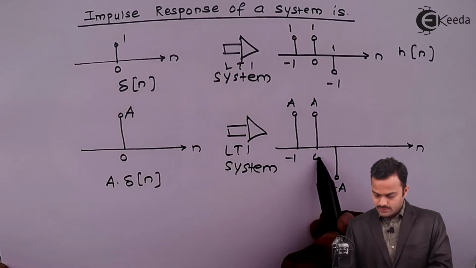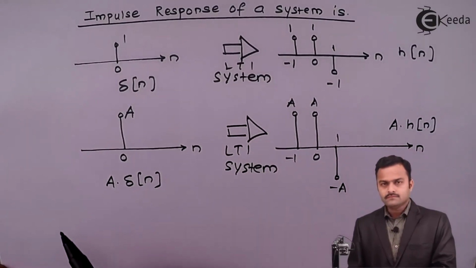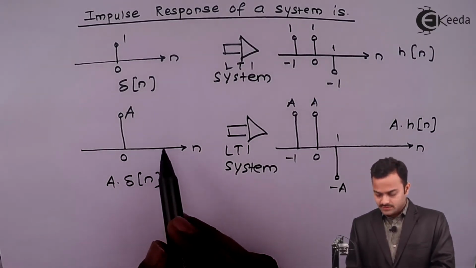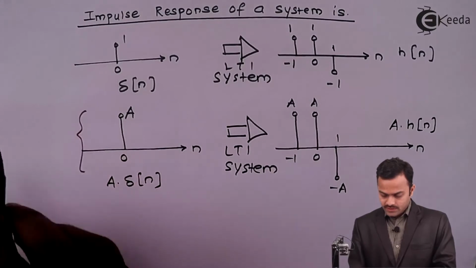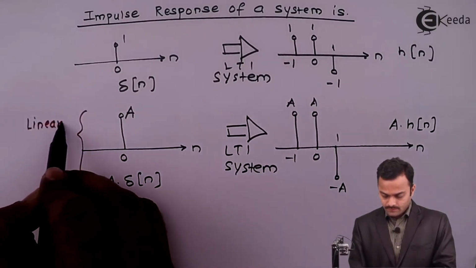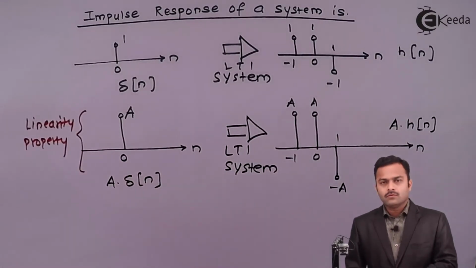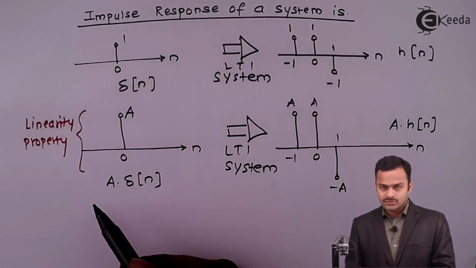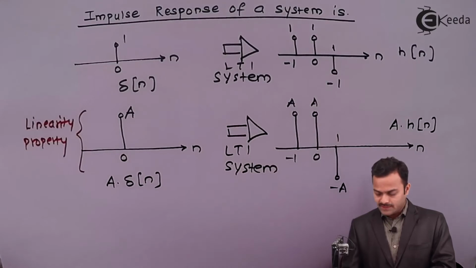For the instants -1, 0, 1 respectively, which we call capital A times h of n. Similarly, if I shift this, so A delta n, this I'm getting because of the linearity property. What does the linearity property say? It should fulfill the condition of homogeneity or scaling as well as superposition. There is no question of superposition right now. It is just the scaling property it is fulfilling.